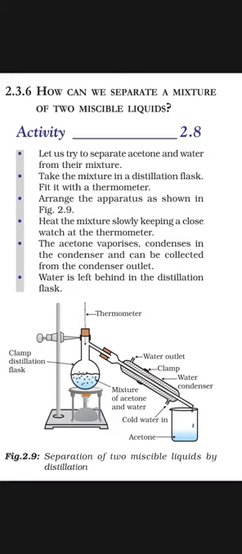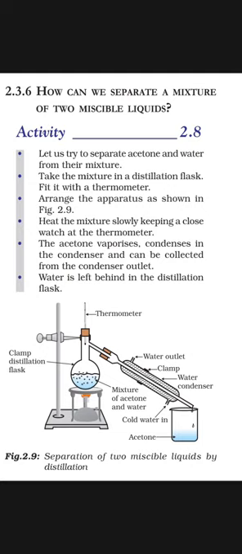In this video we shall discuss how we can separate a mixture of two miscible liquids. What do you mean by miscible liquids? The liquids which completely mix with each other are called miscible liquids. For example, in this activity the mixture of acetone and water is an example of miscible liquids.